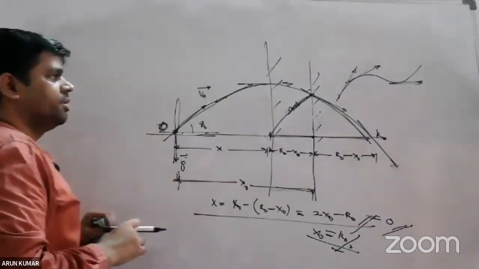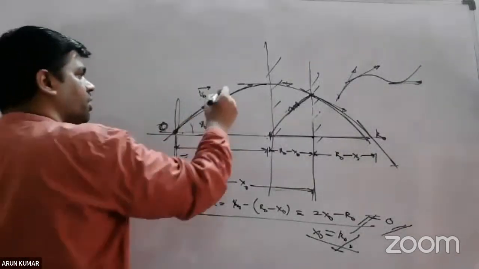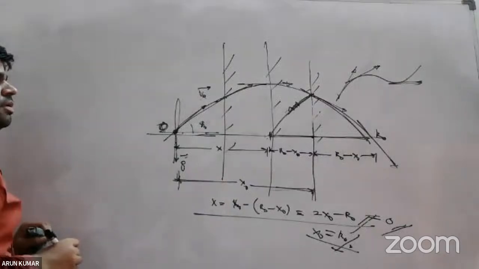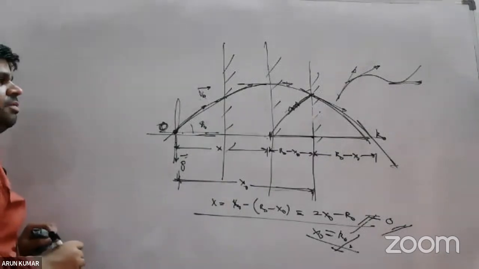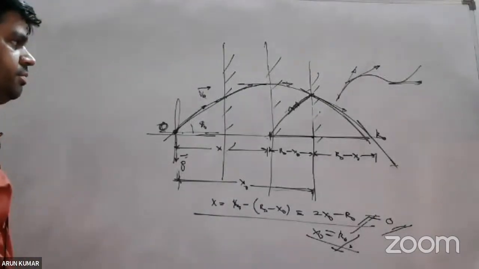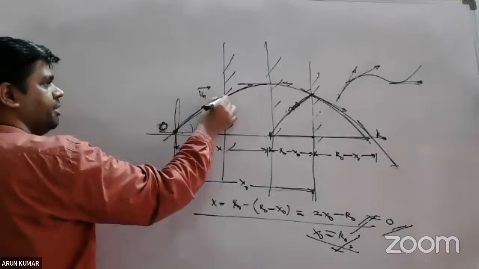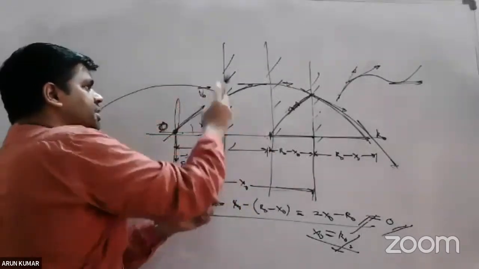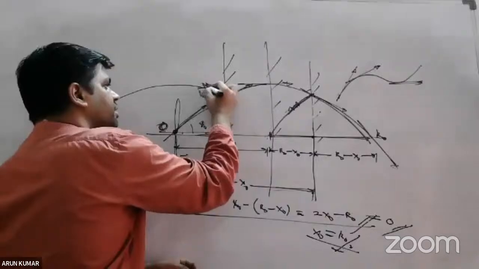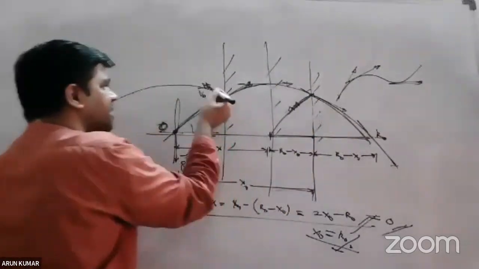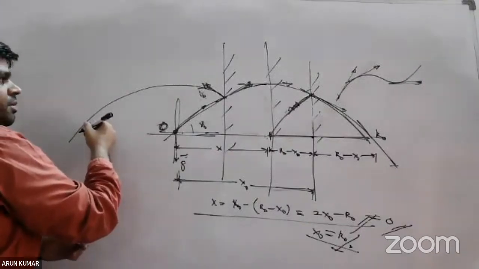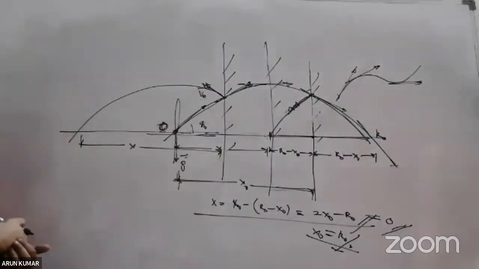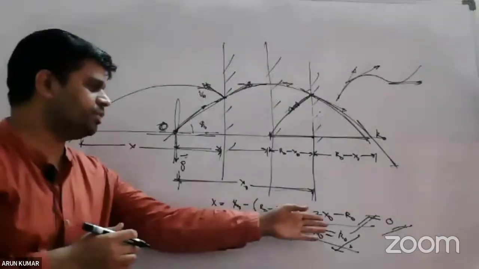Now, what if I keep a wall here? Where does the particle go? What happens to the particle? Backward, sir. Right. The particle comes like this. Why? The velocity is hitting like this, it will rebound like this, and this velocity and this velocity are symmetrical. So if the particle went like this, it has to come like this. I have to find out this x.